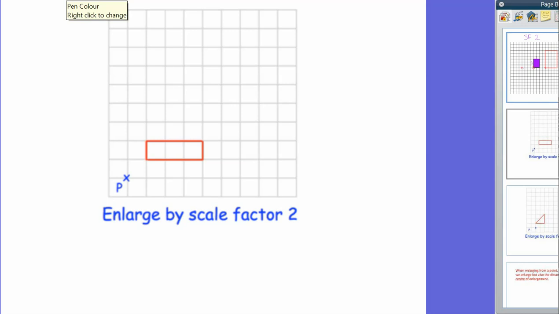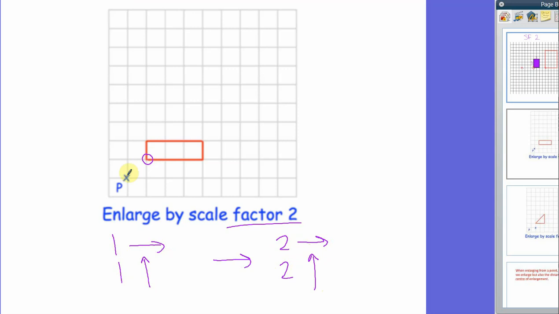So this one's a little bit harder because it's diagonally from it. So we can see here, that is the closest point. And that journey is 1 right and 1 up. For a scale factor 2, that's now going to be 2 right and 2 up from this same point. Or you're going to just do that journey twice. So you can go 1, 1, 1, 1. So that journey twice. Or you can enlarge the journey by a scale factor 2, and just go 2, 2. Either way, you end up there.